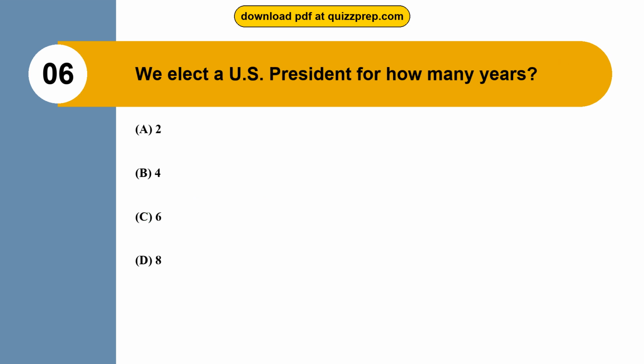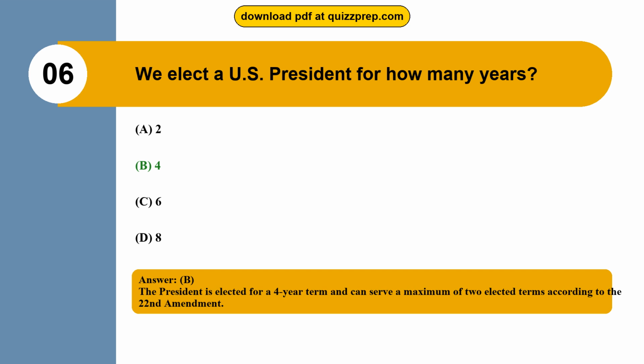Question 6. We elect a U.S. President for how many years? Option A. 2. Option B. 4. Option C. 6. Option D. 8. The correct answer is option B. 4. The President is elected for a 4-year term and can serve a maximum of 2 elected terms according to the 22nd Amendment.